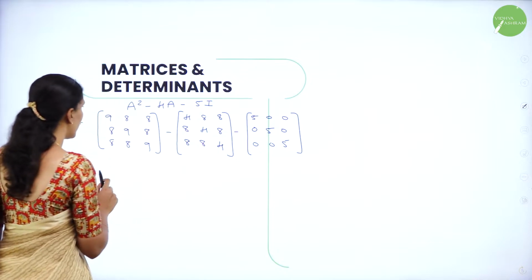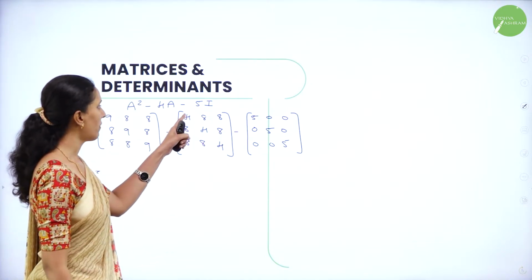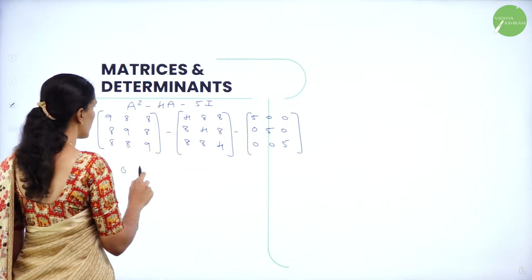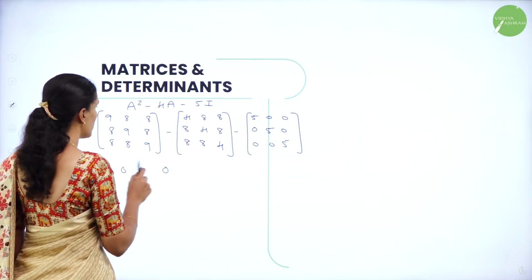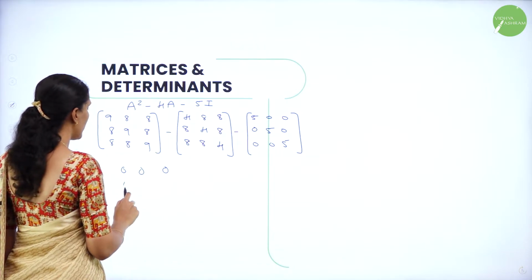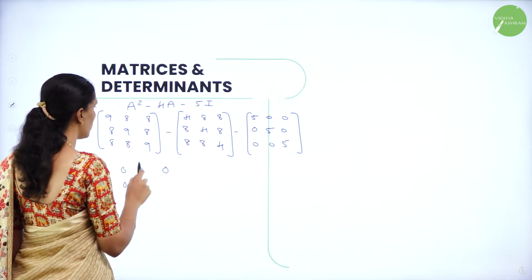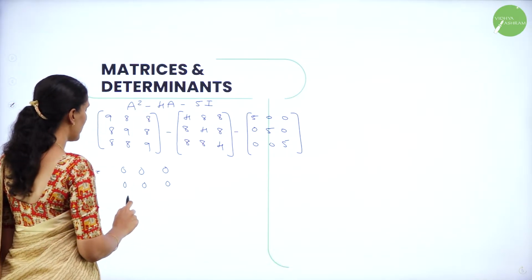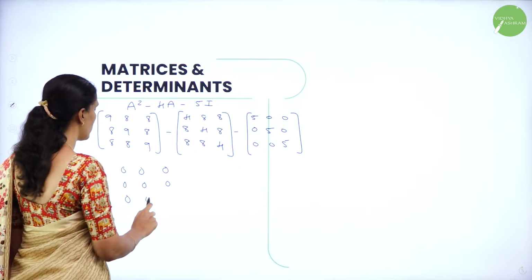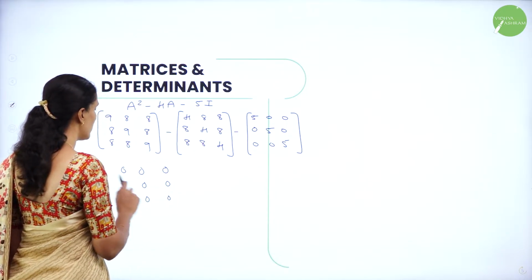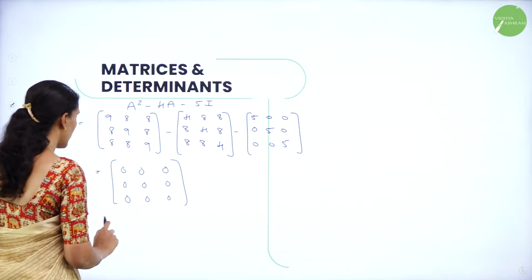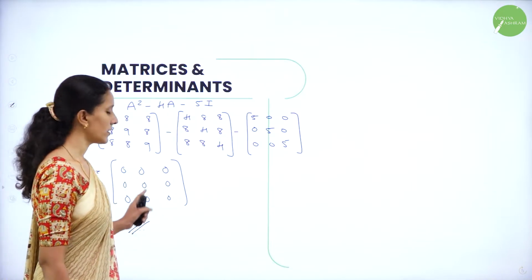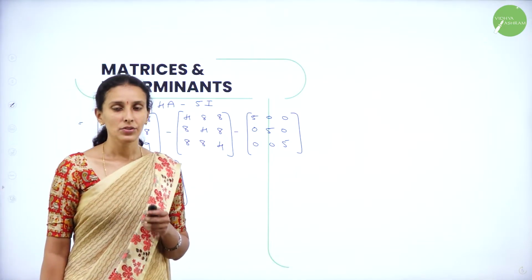Now let us evaluate it. 9 minus 4 is 5, 5 minus 5 is 0. 8 minus 8 minus 0, 0. 8 minus 8 minus 0, 0. Again 8 minus 8 minus 0, 0. 9 minus 4 minus 5, 0. 8 minus 8 minus 0, 0. 8 minus 8 minus 0 is again 0. 8 minus 8 minus 0, 0. 9 minus 4 minus 5 is 0. So therefore, this is equal to the null matrix O, because the result we got is a null matrix. Hence, we have proved it.